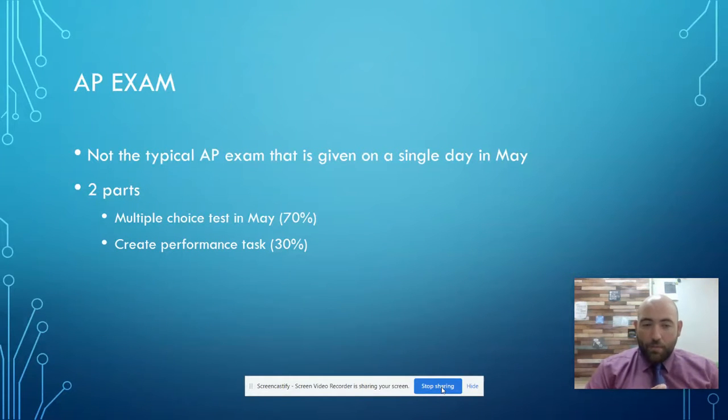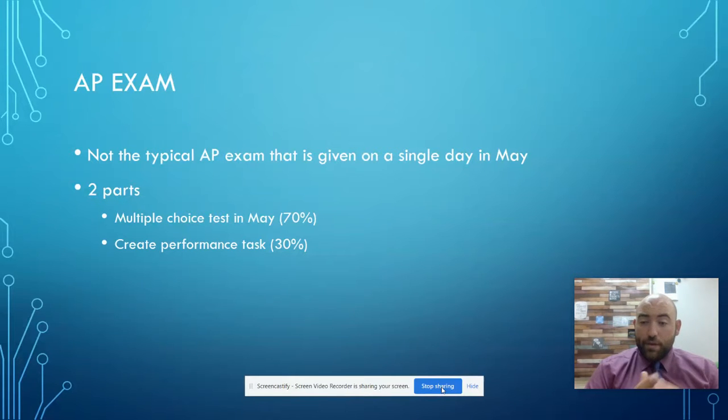We also have a portion that's a Create performance task, for which I believe I give about a month of class time. It is a very big chunk of time that students will be working. They are creating their own app on their own, and it counts for 30% of the grade. Whether you're going for AP credit or not, that performance task does count as a grade for my course as well.